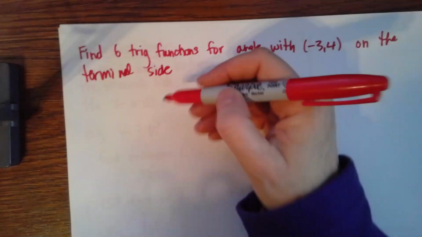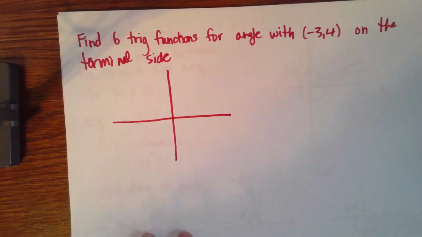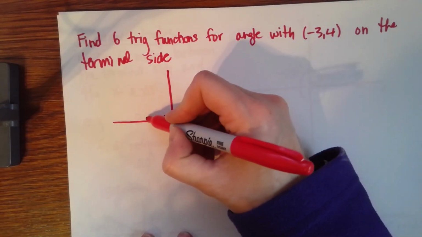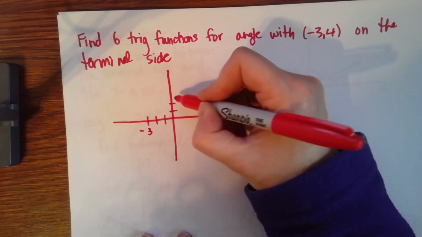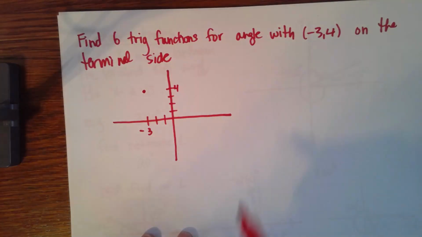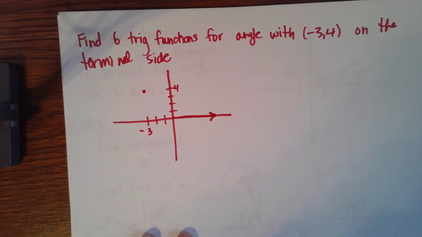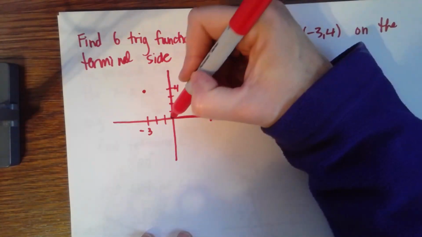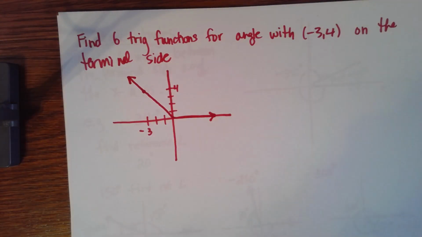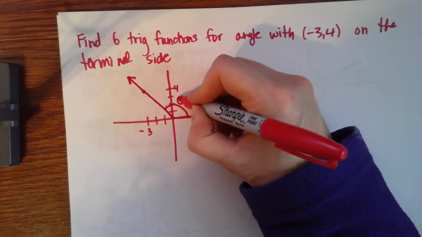Okay. So if we draw ourselves a picture, we're going to go to the point -3, 4. So -3 is here, and 4 is here, so the point -3, 4 is here. Our initial side is always on the positive x-axis, and then the terminal side is going to go through this point. Now I've got this angle. I'm not really sure what this angle is, so I'm just going to call this angle theta.